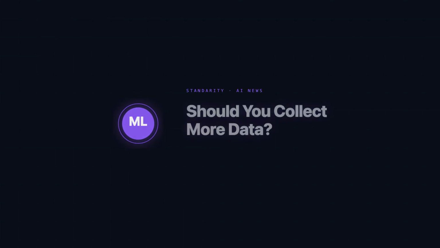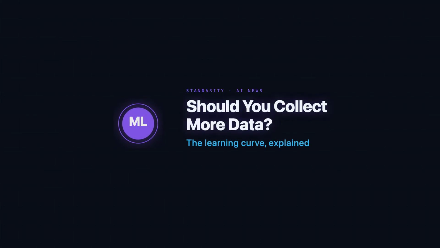Imagine your model is stuck at mediocre accuracy and you are facing an expensive decision. Should you spend weeks collecting and labeling more data, or is the model itself the real bottleneck? Those two paths cost very different amounts of time and money, and guessing wrong burns both. The good news is that there's a simple diagnostic plot that answers this question before you commit a single resource. And today we are walking through exactly how to read it.